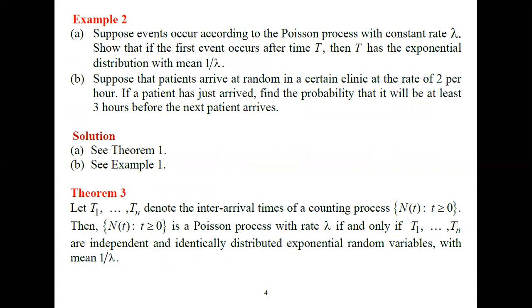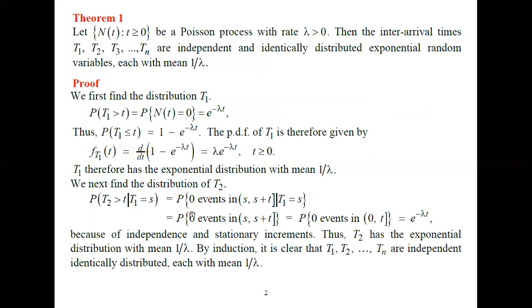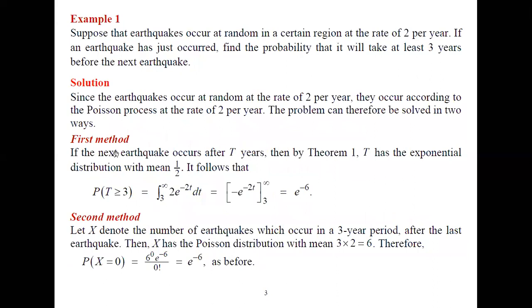Suppose events occur according to a Poisson process with a constant rate lambda. Show that the first event occurs after t, and t has the exponential distribution with mean 1 over lambda. So this is the same as the proof here up to this point. The third answer, saying T1, they call it T. So the proof is from here up to here. It ends here: the occurrence of the first Poisson event follows. So that's the proof.